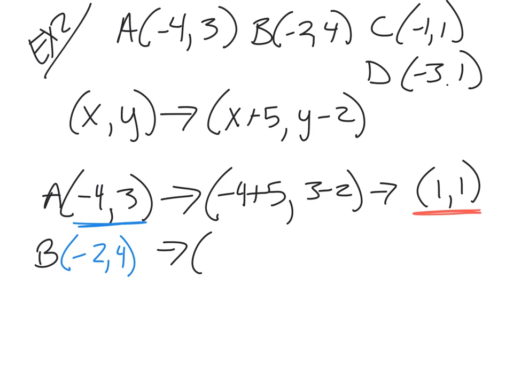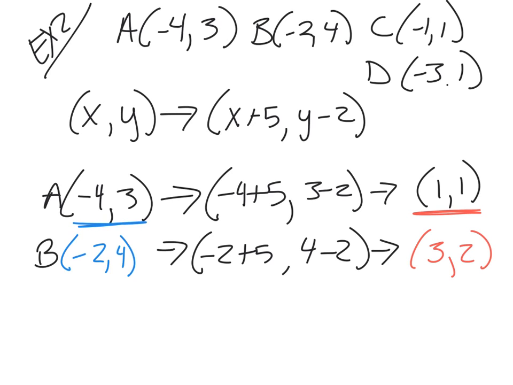To translate it, we're going to say -2 plus 5 for X and 4 minus 2 for Y, which translates to, what's -2 plus 5? +3. And what's 4 minus 2? So my new point B in the new quadrilateral is at 3, 2.